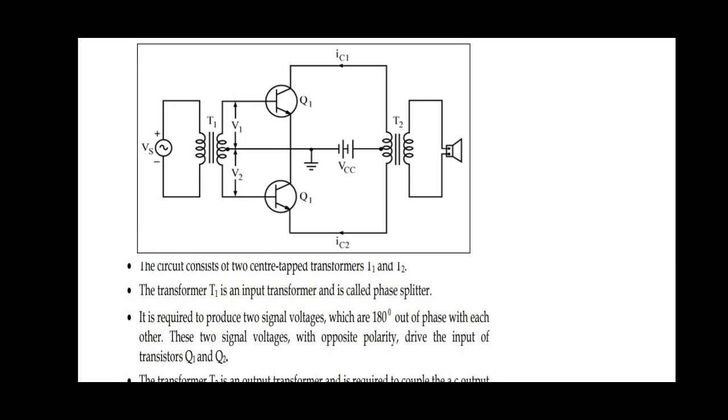This half cycle of the signal is amplified by Q1 and appears in the upper half of the primary of the output transformer. During the negative half cycle, Q1 is off, Q2 is on, and the IC2 current flows. This half cycle of the signal is amplified by Q2 and appears at the lower half of the output transformer.